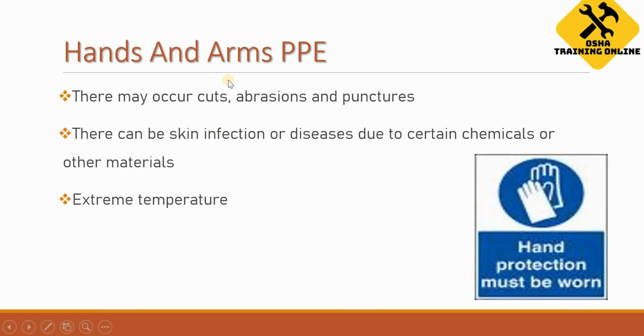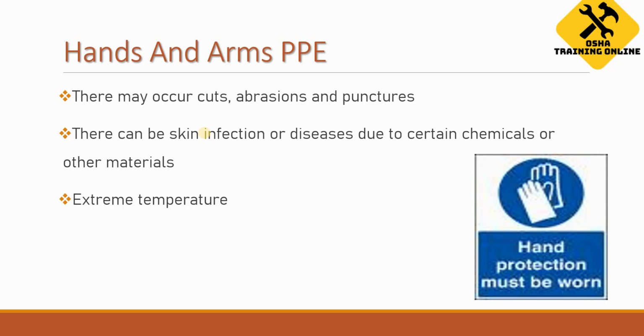Next is hands and arms PPE. There might be situations, for example, where your hands may get cuts or abrasions. Abrasion means scratches, or your hands might get punctures, like being hit by a working machine. For example, you are operating a machine and working with your hands. A machine can hit your hands, and in that case you need PPE for your hands.